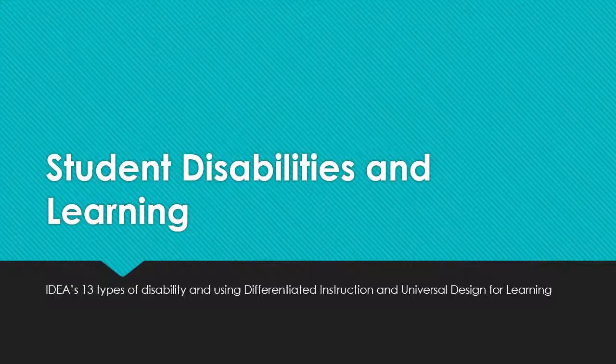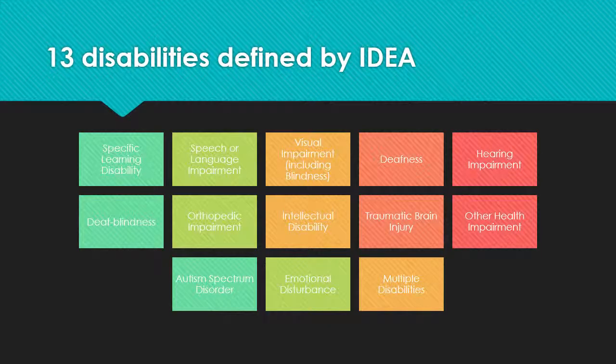Hi, this is Rose Sumaya, and this is a presentation on student disabilities and learning through differentiated instruction and universal design for learning. So here we have listed the 13 disabilities as defined by the Individuals with Disabilities Education Act. We're going to go into more depth about what each one of them means as we go on with the presentation.